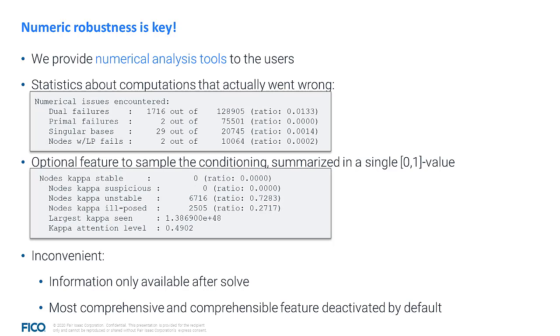First, all of this information is available only after the solve, when the issues have already occurred. Second, the most detailed information, which is also the most intuitive to work with, namely the attention level, is a non-default feature because it is expensive to compute. In the worst case, this might mean you let your optimization run for a few hours or even days. Then you get suspicious that the instance might have been numerically challenging and would like to get this confirmed. You activate the attention level computation and run again for a few hours or days to get your report.